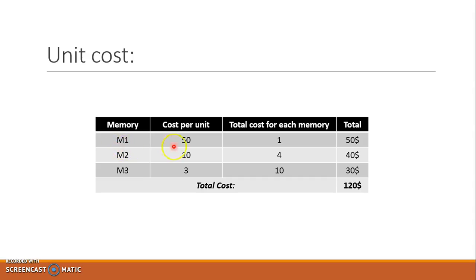It is given that M1 costs $50, M2 costs $10 and M3 costs $3. So we are using 1 M1, 4 M2s and 10 M3s. So the total cost is $120. So our unit cost for the smart hub is $120.